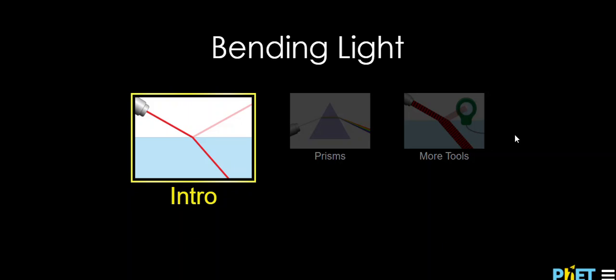Hello students, this is a video about bending light. I will explain very quickly some of the actions we have to do on the simulation to understand what is reflection, what is refraction, right?